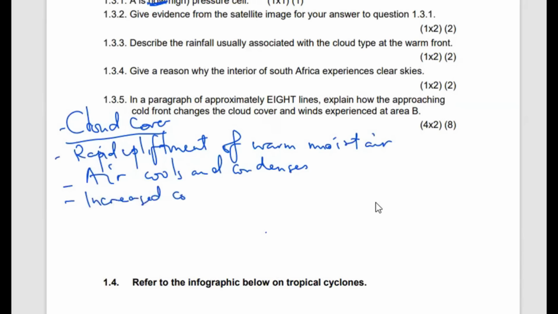Increased condensation results in cloud cover or overcast conditions.